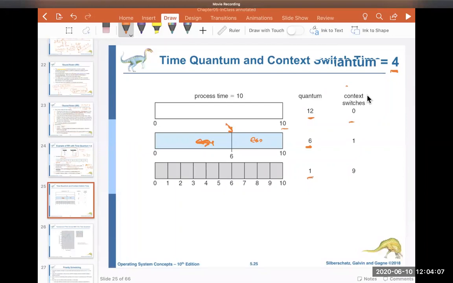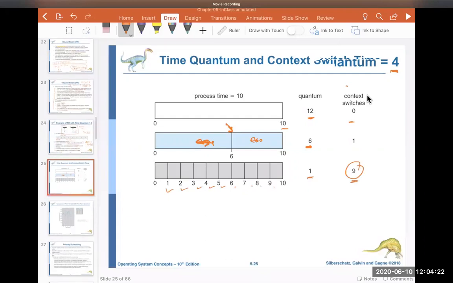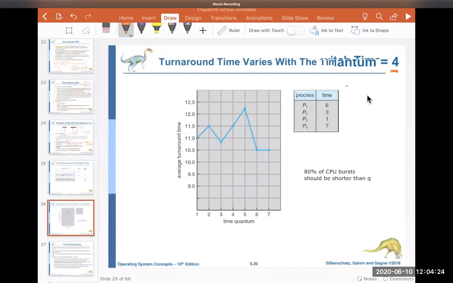So how many would be there? So it is 1, 2, 3, 4, 5, 6, 7, 8, 9. So 9 context switchings would be happening for that particular process, and every context switching adds an overhead, whether it is running the same thing or the other process. So the turnaround time varies with the time of the quantum.